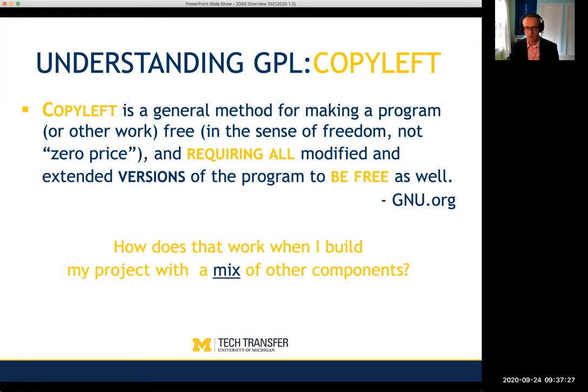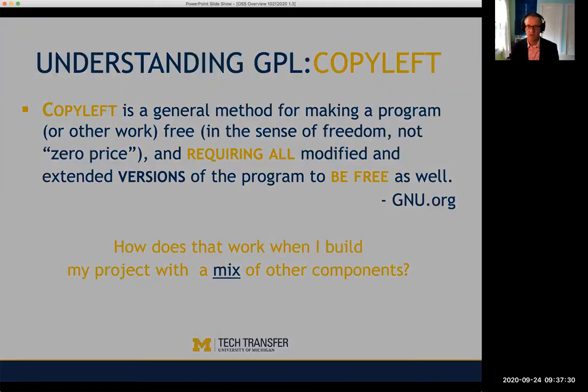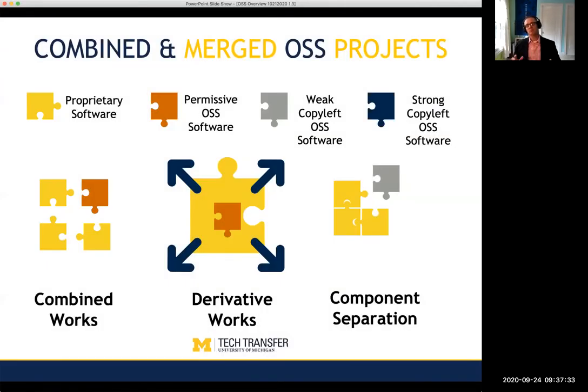So that's great. How does that work when I build my project with a mix of other components? And again, this is the part where people say, finally, the meat of the matter. We're going to talk about combined works, derivative works, and separated components. We're going to talk about those under the context of really these 4 types of licenses if you talk about proprietary software. So something you built from the ground up that's totally yours that you want to put into a proprietary license. And then the permissive licenses, the MIT, Apache, BSD, and then the continuum of the copyleft restrictive licenses, the GPL licenses. So again, 3 different groups.